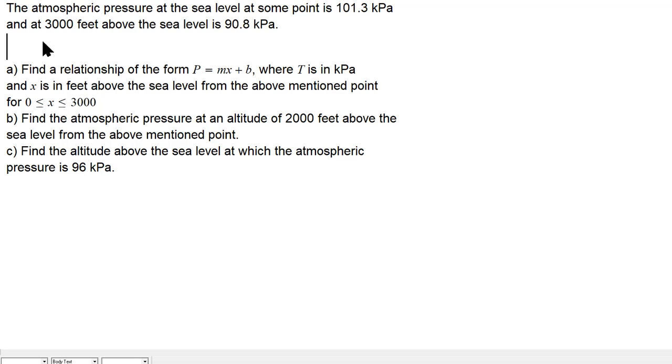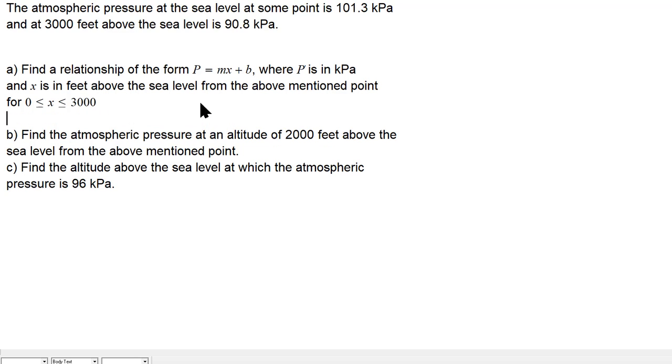So we are going to work on this question in which we have to just find a linear relationship. It's given that the atmospheric pressure at sea level is 101.3 kilopascals, and at 3,000 feet above sea level is 90.8 kilopascals. We have to write this, actually, this should be P. So we have to find a linear relationship between P and X, where X is the altitude, for the range 0 to 2000 by using this.